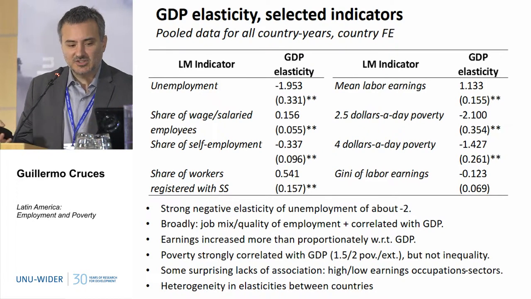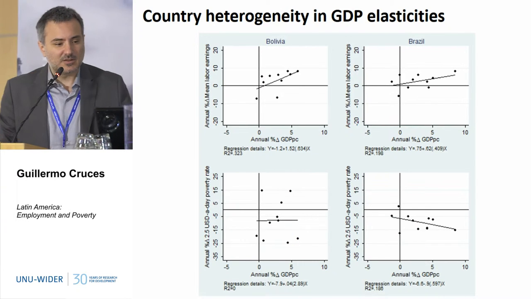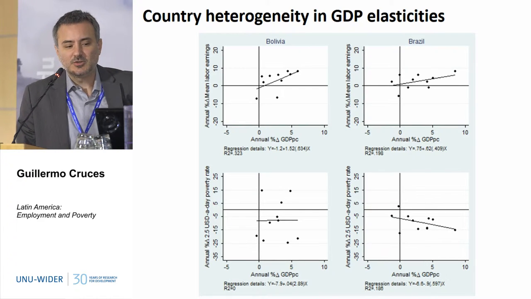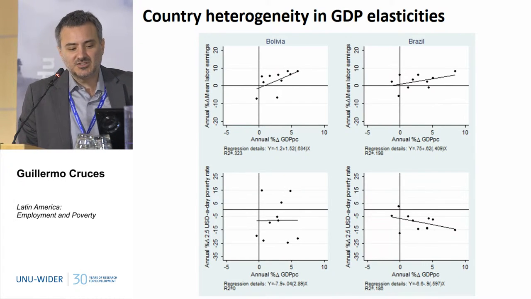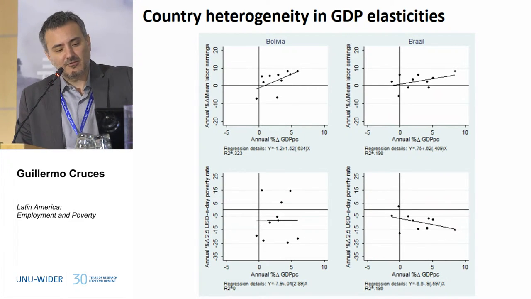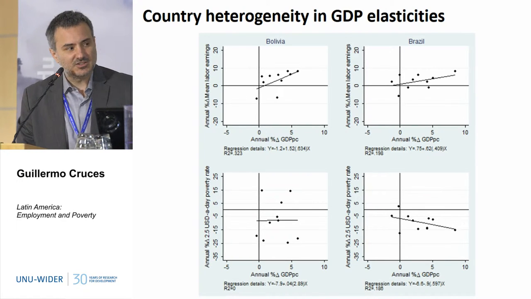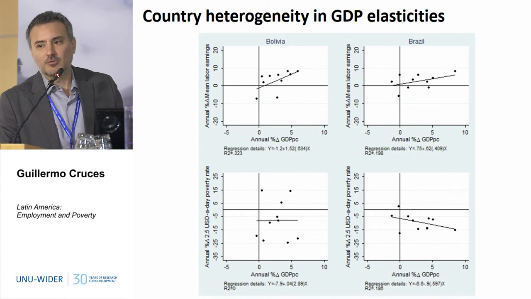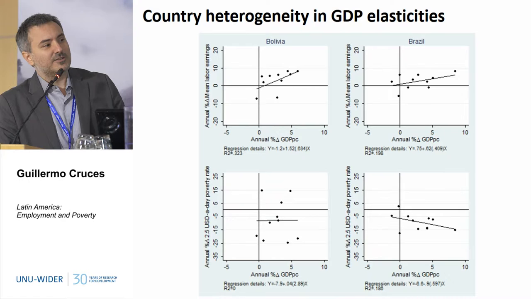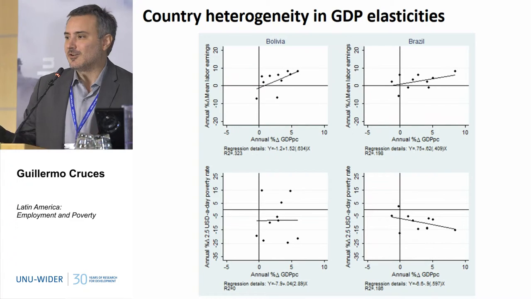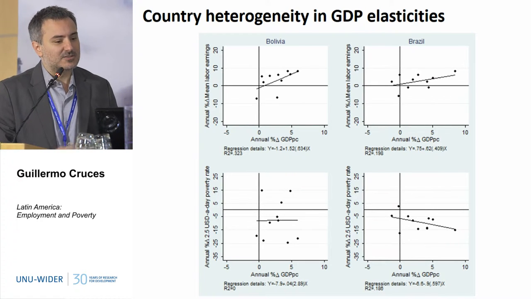So even if the averages are significant and look nice, these are two examples, Bolivia and Brazil. There's a very clear positive correlation between changes in mean labor earnings and changes in GDP. And for Brazil, at the bottom right, we have a very nice negative correlation between changes in GDP and changes in poverty, but that relationship is definitely not there with Bolivia. I would give this as an example of no correlation in an introductory statistics class, right? Bolivia is one of the stars in our case studies. So this is just an illustration of this heterogeneity.